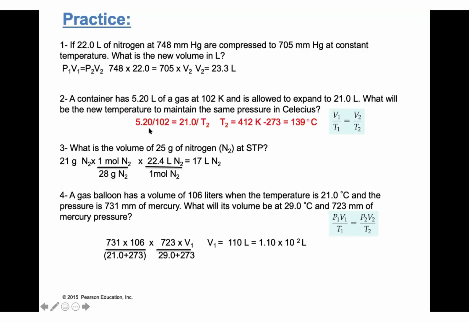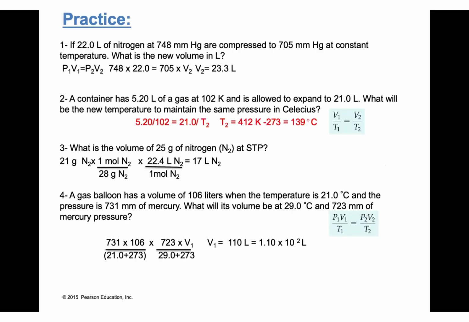One more thing, you might ask: why don't you use 273.15? It depends on the instructor again. I don't really follow that 273.15, but some instructors follow the exact 273.15.